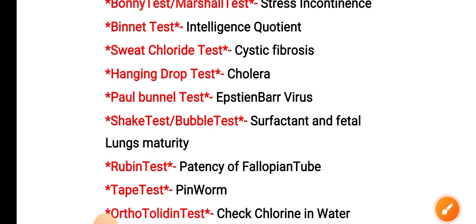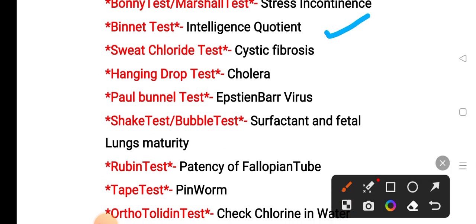Binet test is done for intelligence quotient. Sweat chloride test is done for cystic fibrosis. Hanging drop test is for cholera. Paul Bunnell test is for Epstein-Barr virus. Shake test or bubble test is done for surfactant and fetal lung maturity.